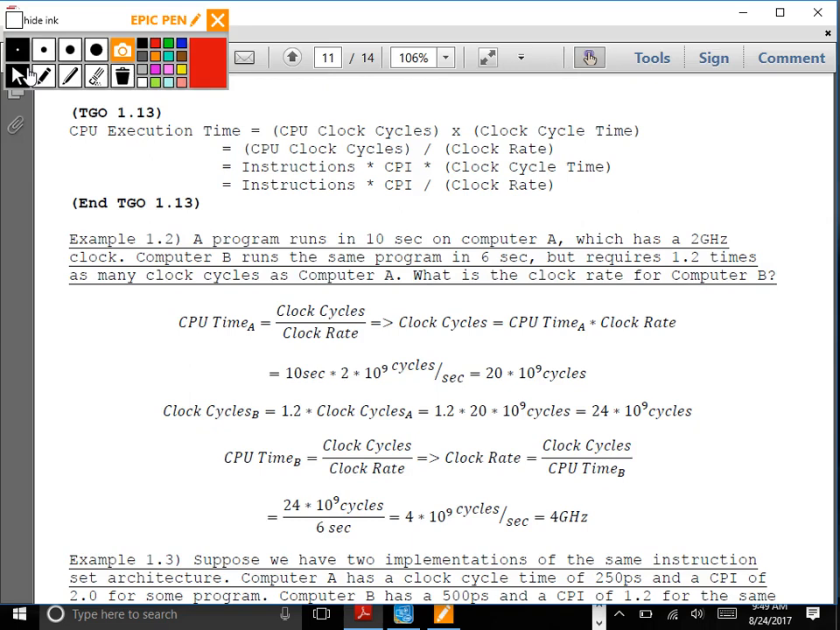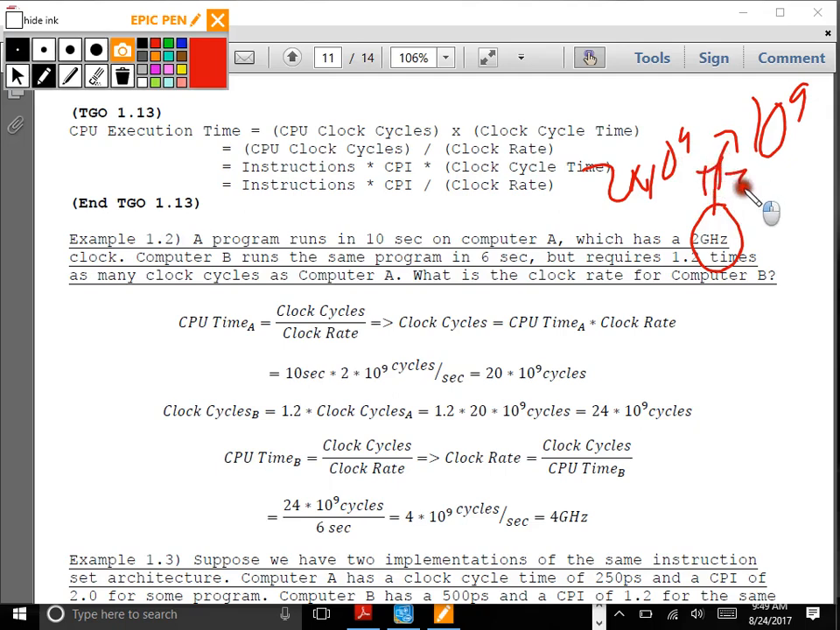A program runs in 10 seconds on computer A, which has a 2 gigahertz clock. So before we go on, what does gigahertz mean? 1,000 hertz. Okay, so let me be more clear. What's the 10 to the what? 10 to the 9. So 2 times 10 to the 9 hertz, which is also what you said. And you see as we get down to the actual problem, that's how it's going to manifest itself, which has a 2 gigahertz clock.